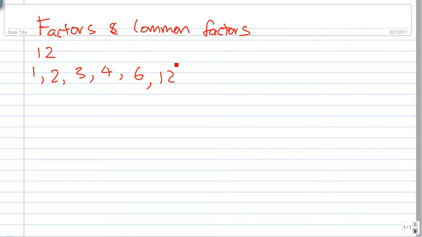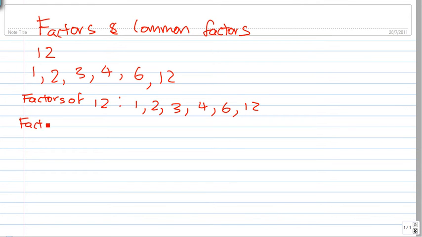Alright, what are common factors? Let's see. What are the factors of 12? Factors of 12 are 1, 2, 3, 4, 6, and 12. What are factors of 15? Factors of 15 are 1, 3, 5, and 15.